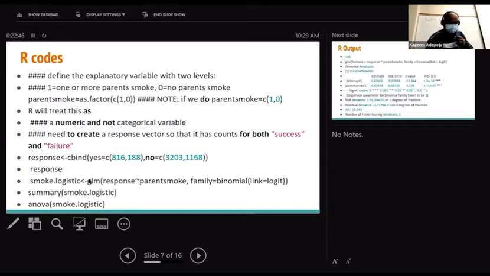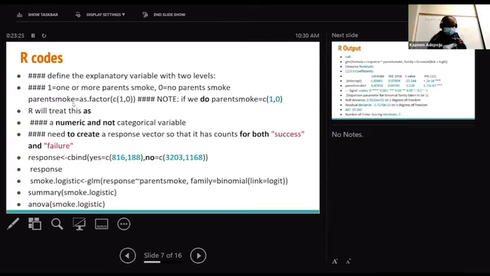Now, the next thing is just to write the model. This is the model: smoke.logistic <- glm(response ~ parent smoke). The parent smoke is the categorical predictor, right? You've already defined the parent smoke here, and you are now regressing the response on this. And don't forget, this is your response. What are you doing now? You are using logistic regression for categorical data.